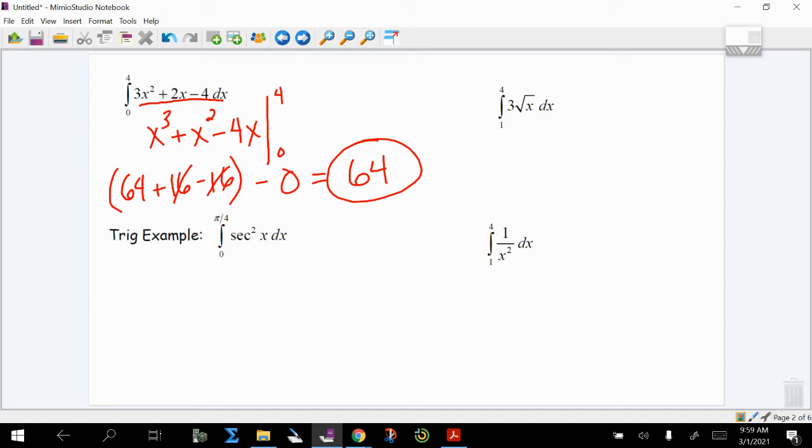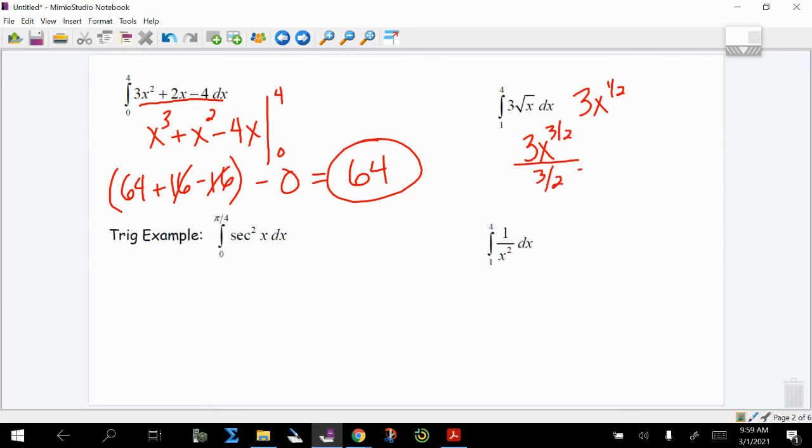Next one, we're going from 1 to 4 of 3 square root of x. We do have to have a continuous function to integrate, and you'll notice square root of x is good as long as we're working with 0 and above. So I could not give you this problem and put boundaries that are negative because you can't take the square root of a negative number. So I'm going to rewrite this as 3x to the 1/2 so I can do a power rule. So power 1 greater divided by that power.